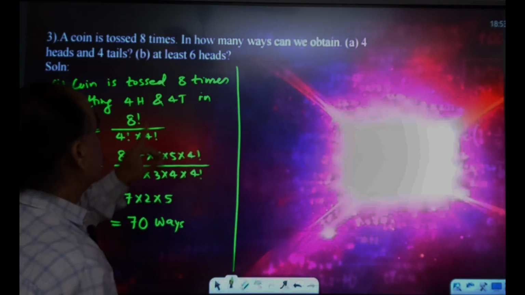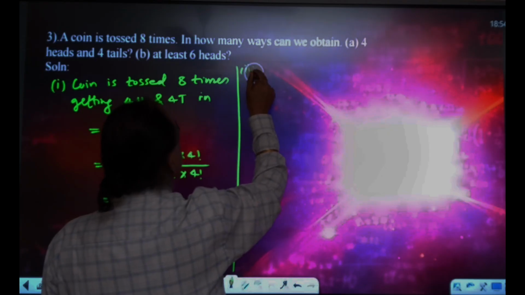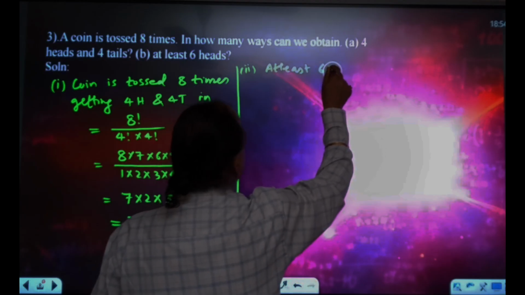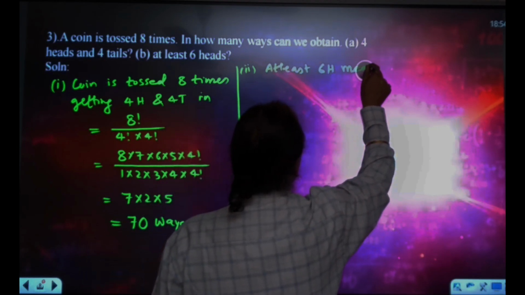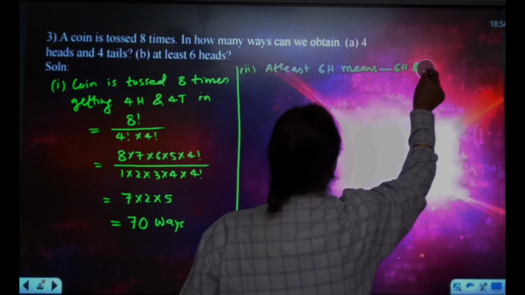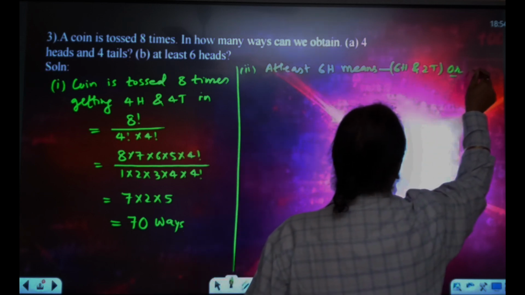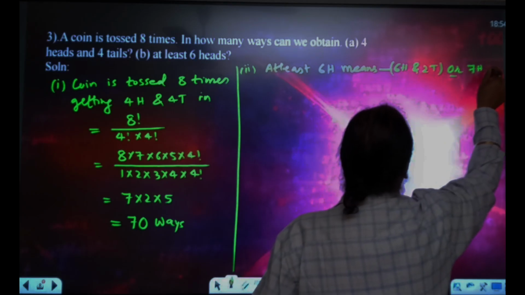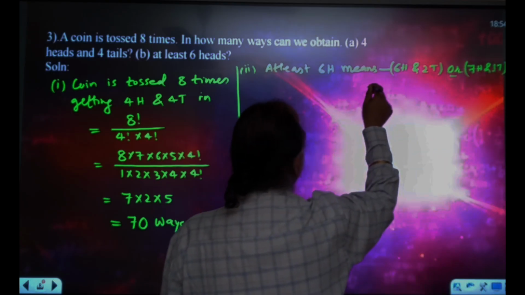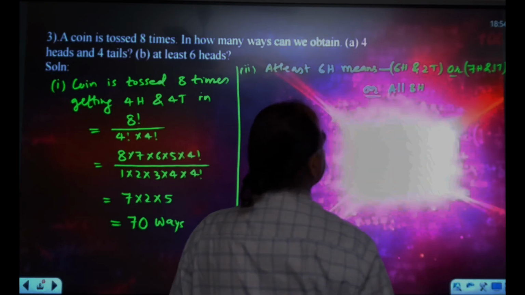In second part they want at least 6 heads. At least 6 heads means 6 heads and 2 tails, or 7 heads and 1 tail, or all 8 heads.